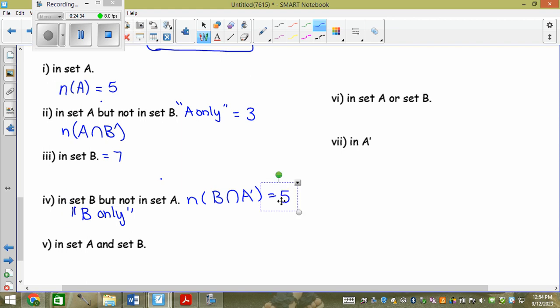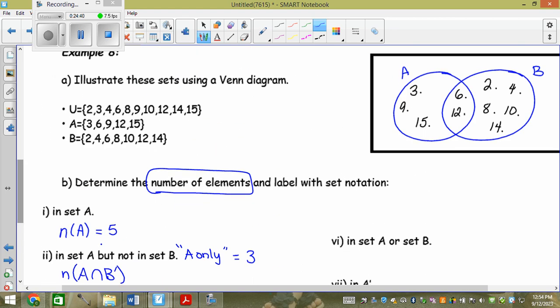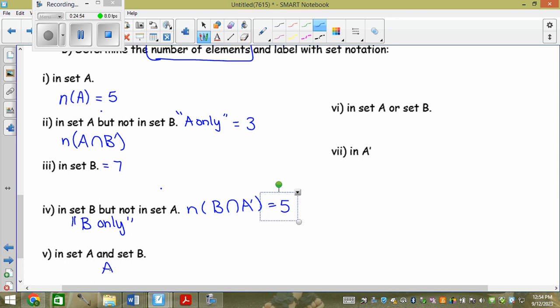In set A and set B. How many are in set A and set B? 2. The 6 and the 12 are in set A and B, right? A and B is what shape? The eyeball. Yeah. So this is A and B and the number in it, which is 2.